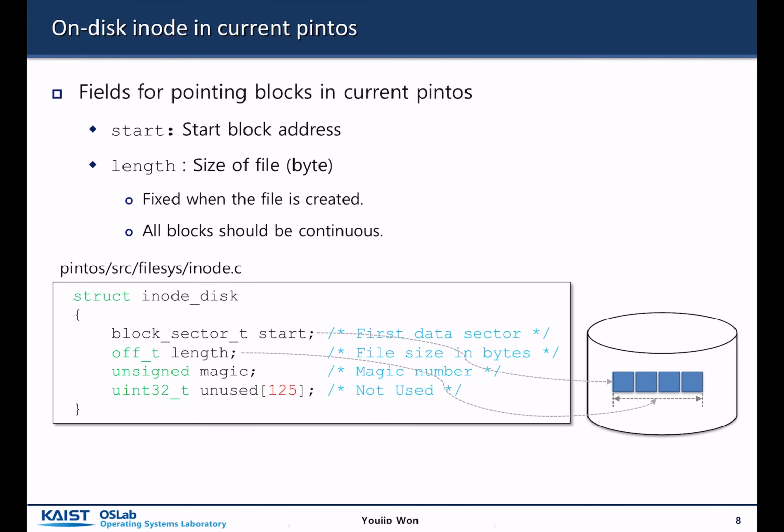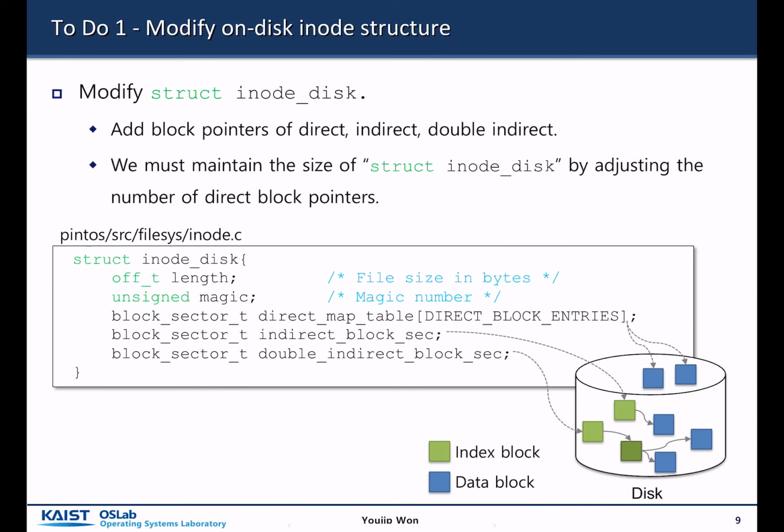This is an inode in current Pintos. This is the sector start address, and this is the length of the file. So in current Pintos, the file is represented by the start address and the length. We are going to modify the inode structure for the file so that we can extend the file.